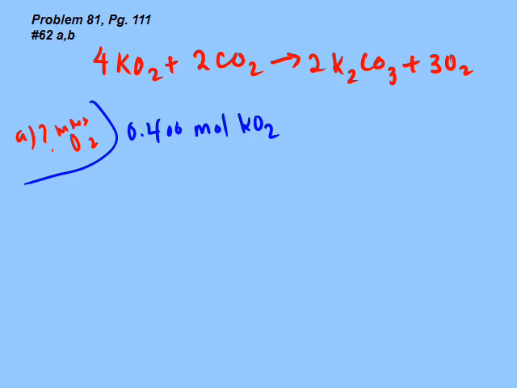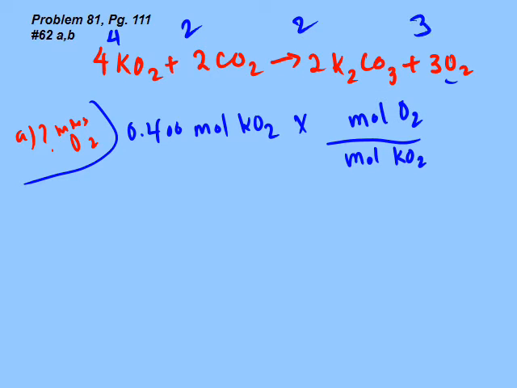So let's do that, times mole of KO2 at the bottom and I can directly get oxygen. So let's write down mole of oxygen, because there's a direct relationship I can see from the chemical reaction. Let's look at these numbers. 4, 2, 2, 3. That means when 4 moles of KO2 reacts, it's going to consume 2 moles of CO2, and that's going to form 2 moles of K2CO3 and 3 moles of O2.